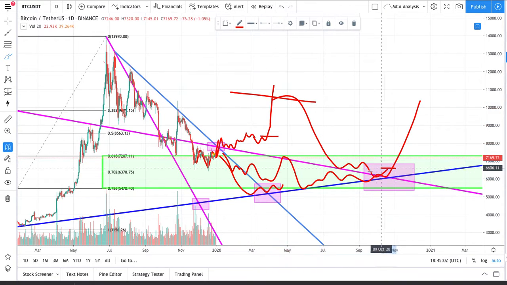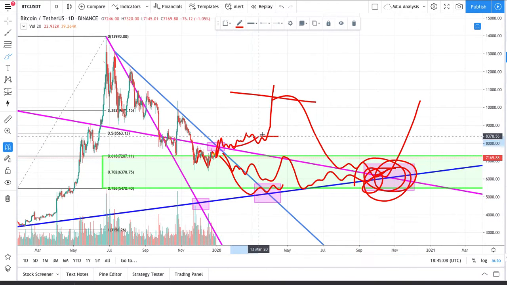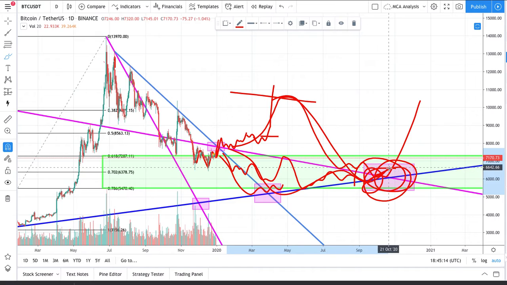So I do think we're going to visit this cross right here at around 6,000. It's just a question of, are we going to break up into the halvening and come back down, or are we going to break down into the halvening and come back up through this trend line, right? So that's a lot of mess on the chart.